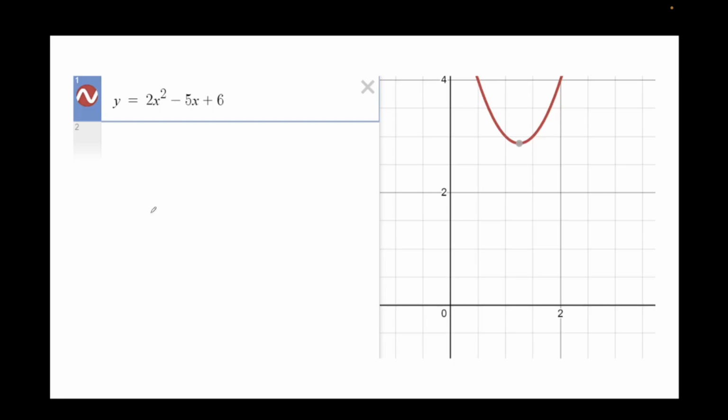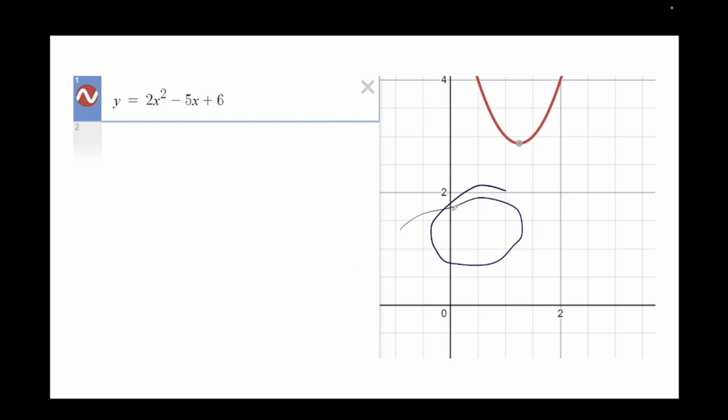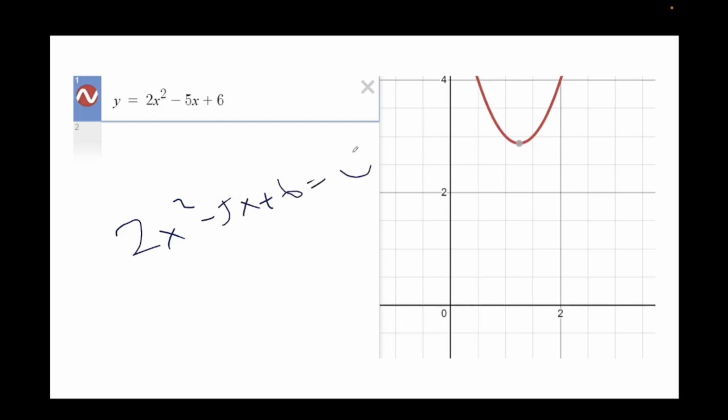Just like this one over here, b squared minus 4ac, negative 5 squared minus 4 times 2 times 6. This is going to be 25 minus 48. It's a negative number, negative 23 over here. Remember what happens when the discriminant is negative? It's telling you there's no solutions, which means if you were to make this equal to 0, you'd find that x has no answers. Type that in your calculator.